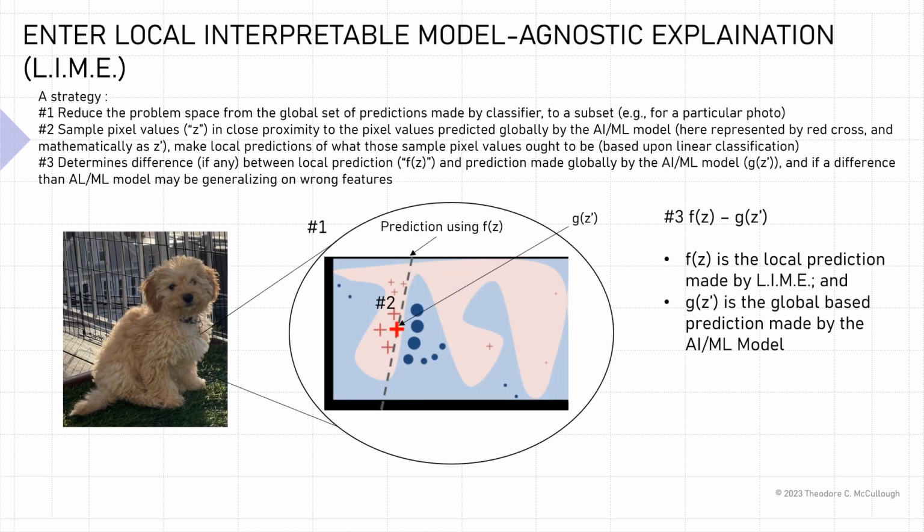So let's see how this works. So imagine an image of a dog, and you take basically an exploded view of that image of a dog, and you basically then have one function, which we'll call f of z. And f of z will basically be a localized prediction of what, for example, a pixel value ought to be. Whereas g of z prime is basically the generalized value of another pixel value that's in close proximity to that first pixel value. And then what you'll do is you'll find the difference between the two. And if there's a large difference, then this can indicate basically that the AI/ML model is generalizing on the wrong set of features.